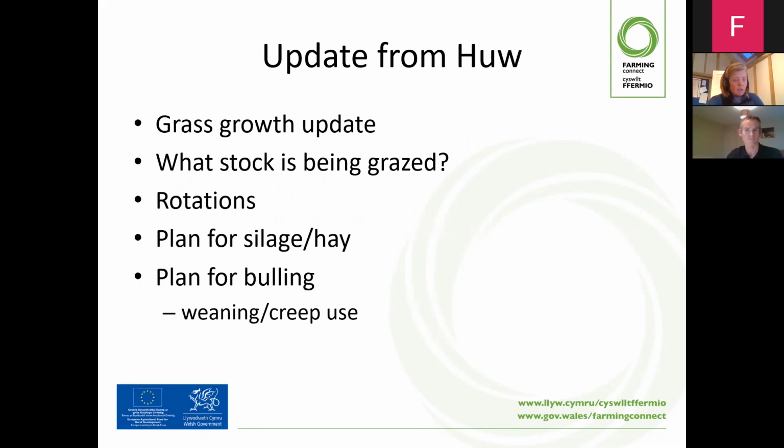I'm also working with Hugh, and just a quick update from him. He's had dry weather, limiting grass growth, but it's rained with him in the last few days, and he's expecting a big surge in grass growth. He's currently got two rotations of cows and calves out, and he's just starting to allocate them into bulling groups. He's just about to finish the first round of his rotation.